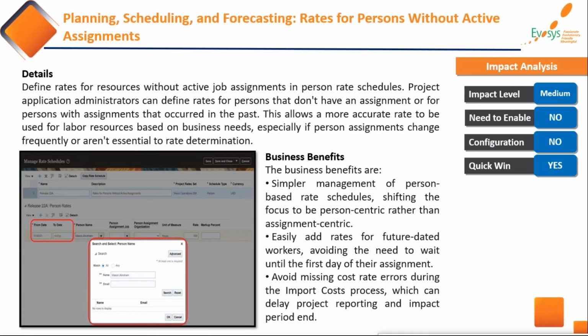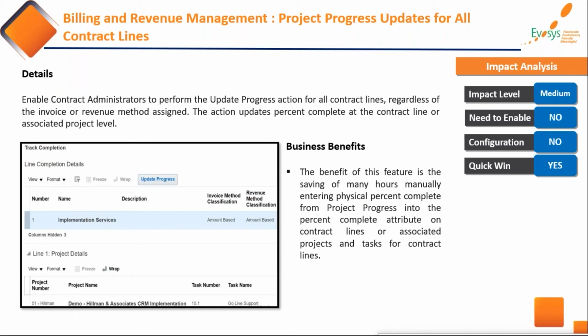Project progress update for all contract lines. Again, I'll just compare it. The main feature Oracle came up with is that previously, if your billing methods and revenue methods are other than physical percent complete, the system generally does not bring the physical percent complete that you have captured at the project level to the contract level, because their method in the contract is other than physical percent complete.